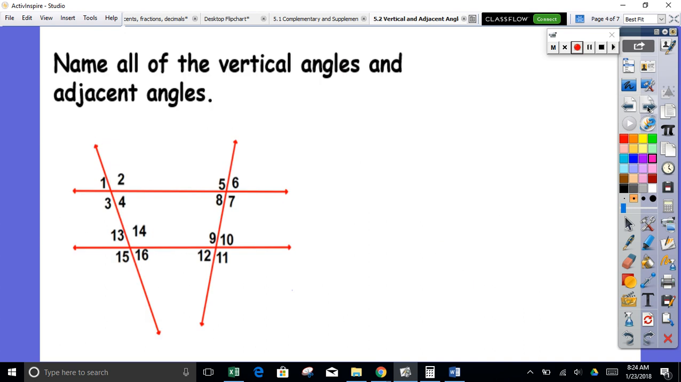Okay, this asks us to name all of the vertical angles and adjacent angles. There are actually 1, 2, 3, 4. There are 8 vertical angles and 16 adjacent angles. So we're not actually going to name all of them. We're going to name some of them. So let's start a list first of vertical angles. And I'm going to call on some of you to give me some vertical angles. Riley, tell me one pair of vertical angles.